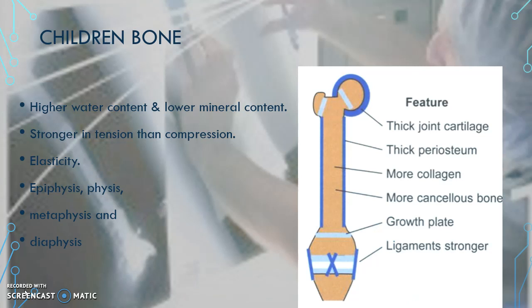When you look at the features of children's bones, they have thick joint cartilage, they have thick periosteum, they have more collagen inside the bone, they have more cancellous portion of the bone, and there is a growth plate, and the ligaments are stronger than the growth plate. Each of these features makes the pediatric bone entirely different from adult bones.